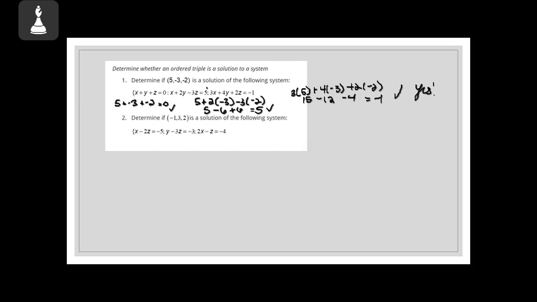Next one wants to determine if -1, 3, 2 is a solution for the following three equations. So x, -1 minus 2z is 2. -1 minus 4 is -5. Yep, that one's good. Next equation, y is 3 minus 3z, so times 2. That's 3 minus 6, which is -3. Yes, that's what we wanted. And the last one, 2x, so -1 minus z is 2. So -2 minus 2 is -4. Yes, works for all three. So yes, it is a solution.